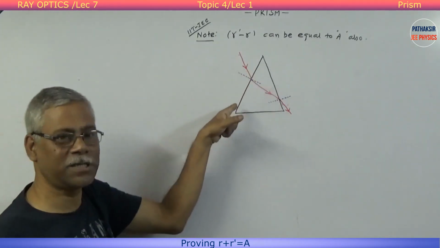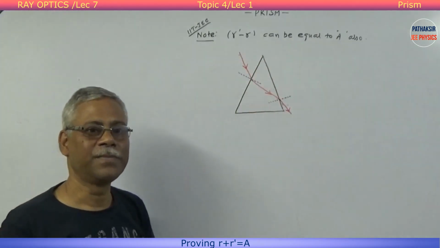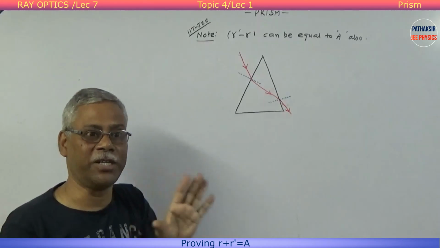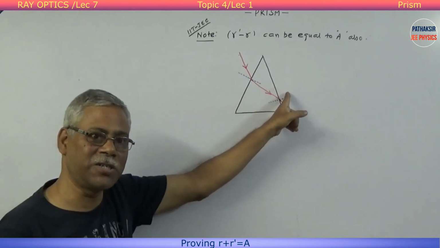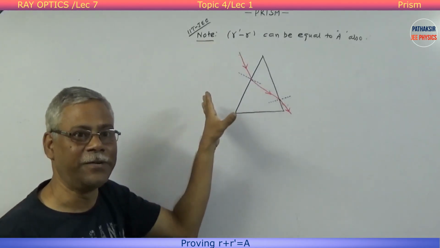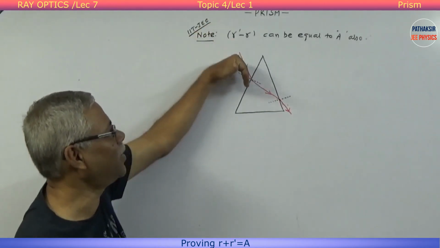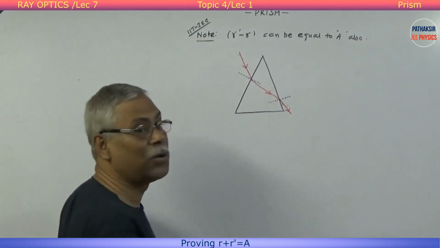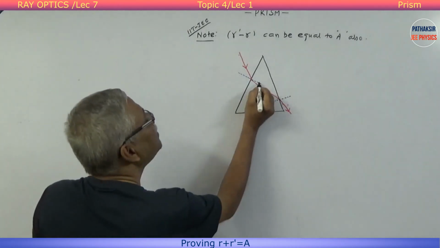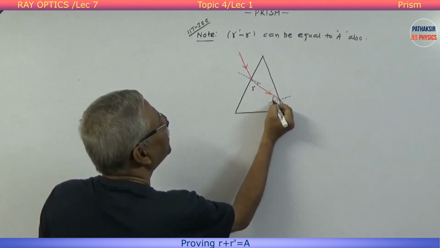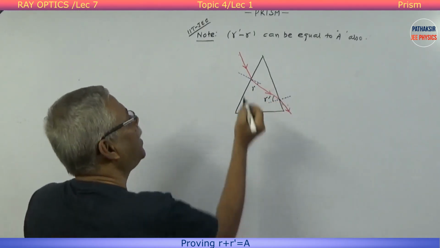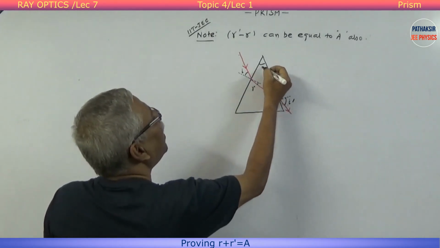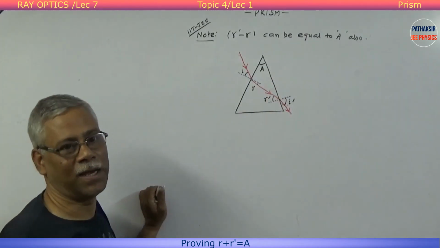So the ray has fallen on this first surface and it has come out from the second refracting surface. So there is no basic change. The surfaces are still unchanged. Only the direction of fall is a little different. Instead of falling like this, it has come down from the top. Now let us again obtain the relation. This angle is R, this angle is R dash, this angle is I, this angle is I dash, this angle is A.